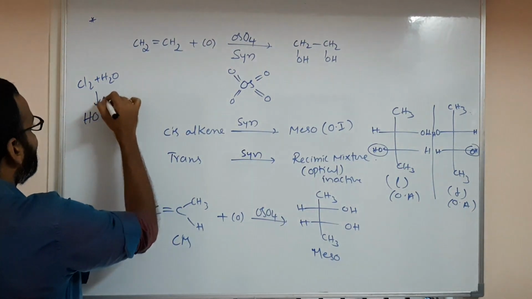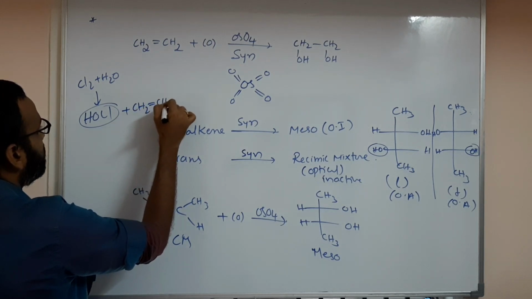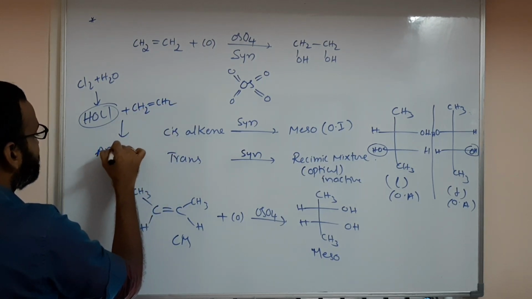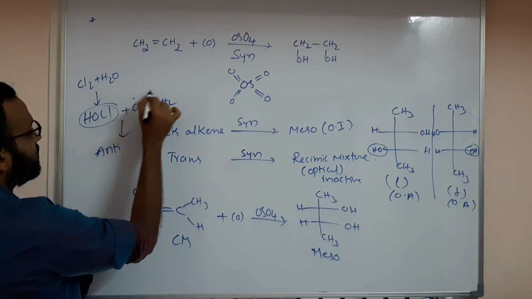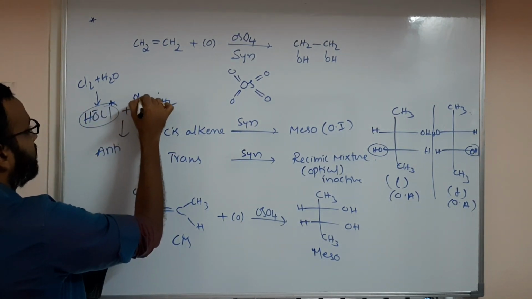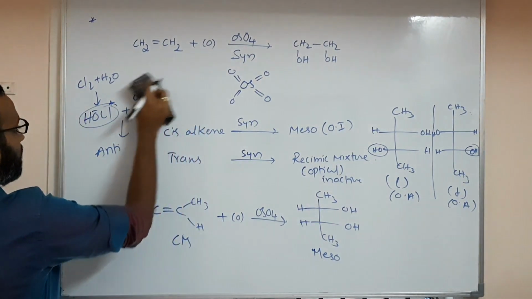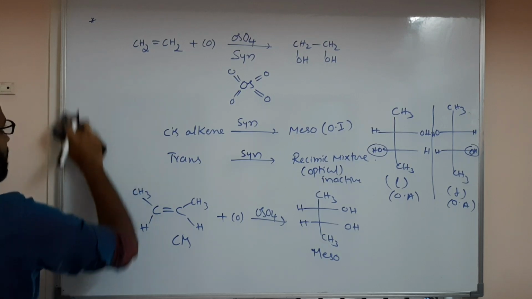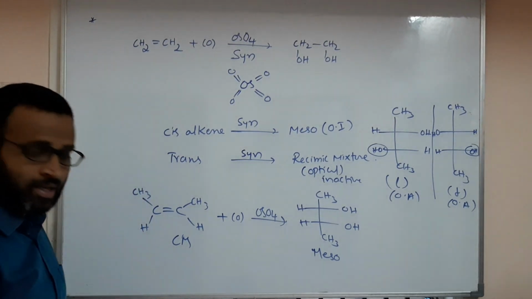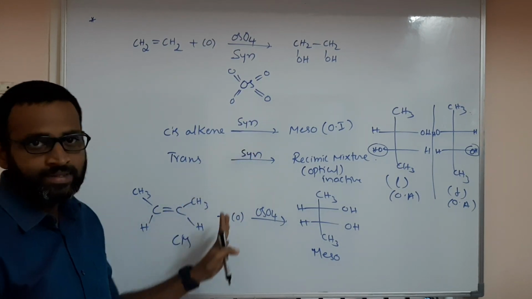Okay, this is anti-addition. HOCl is added to some alkene like CH2=CH2. This is anti-addition, which means here OH and here Cl will come: OH minus and Cl plus. So OH and Cl will come here. Understanding, everyone? And in the addition of bromine, Br2, as I said previously, that is anti-addition. Anti-addition means opposite for this.